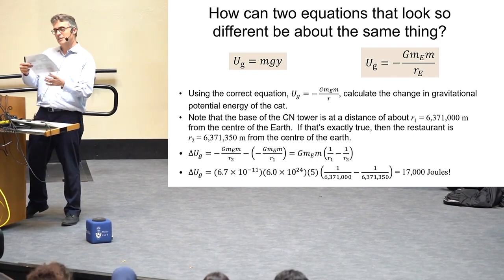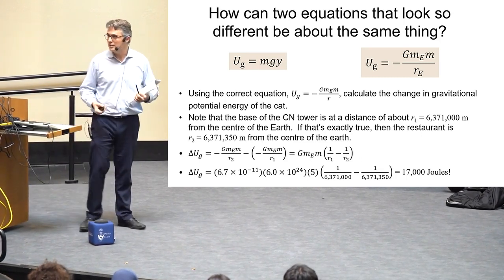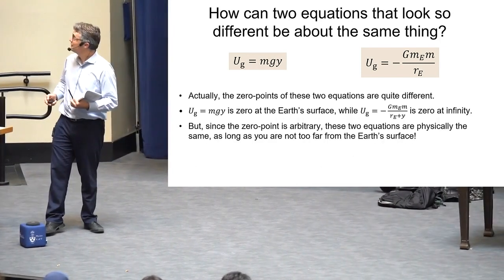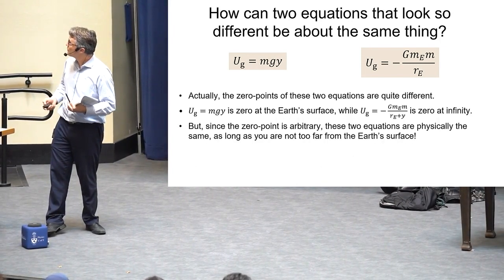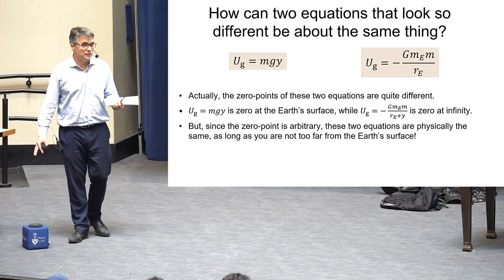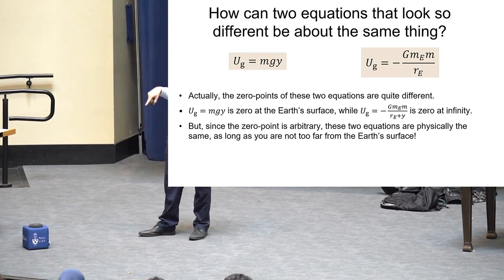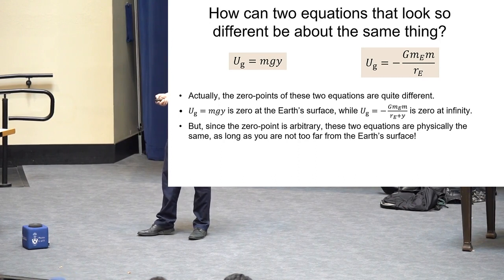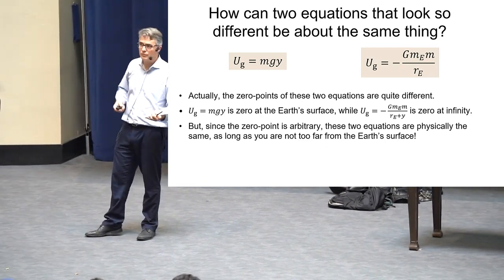I think we got escape velocity. We should talk about that. We're getting towards the end of chapter 7 here. So the 0 points of the two equations are quite different. mgy assumes 0 is at the surface of the Earth, whereas negative GMm over r assumes that 0 is infinity. But since the 0 point is arbitrary, the two equations are physically the same, as long as you're not too far from the Earth's surface, which we usually aren't.